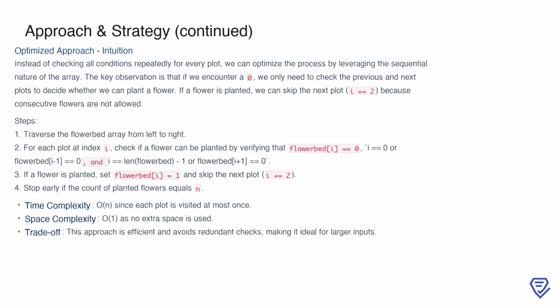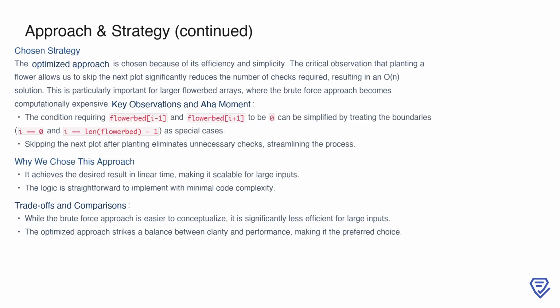This makes it a much better choice for larger inputs, as it avoids the repeated work that slows down the brute force solution. The optimized approach stands out as the best choice due to its balance of efficiency and simplicity. The pivotal realization that planting a flower allows us to skip the next plot drastically reduces the number of checks required, which is why this method achieves an O(n) time complexity. This is especially beneficial for large flower bed arrays, where the brute force approach struggles to scale.